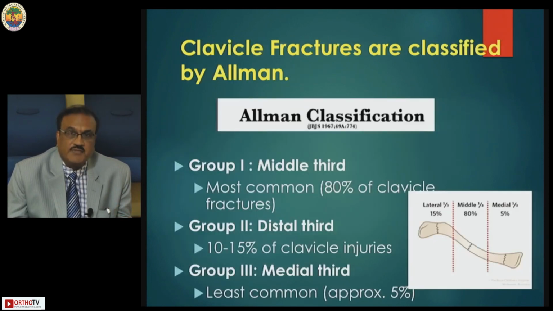Now, there is a classification according to the site of fracture, that is the Allman classification. Group 1 is the middle third, most common. Group 2 is the distal third and group 3 is the medial third. What we are talking about mostly is middle third clavicular nailing.